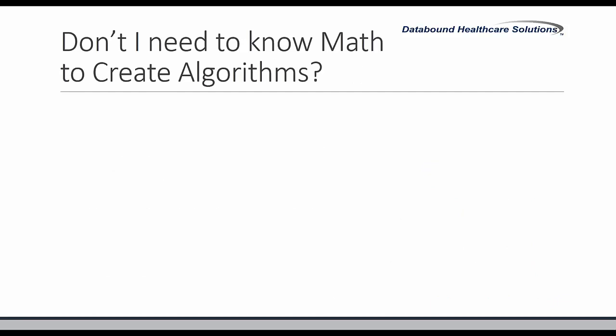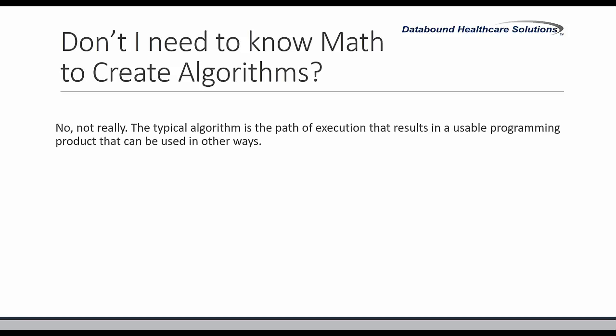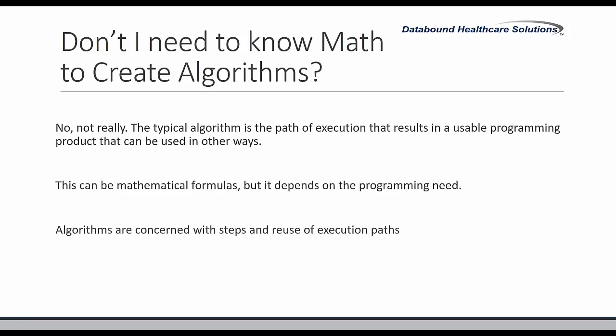So one of the common things that I hear when I talk to people about algorithms is, well, don't I need to know math to create an algorithm? Isn't that what an algorithm is? It's some type of math thing that people use. And the straightforward answer is no, not really. Typically, algorithms are more of a path of execution than a mathematical execution, and it results in a usable programming product that we can use for a variety of things. This can be mathematical formulas, but it actually depends on your programming need. And the algorithms themselves are more concerned with the steps than the math behind it.